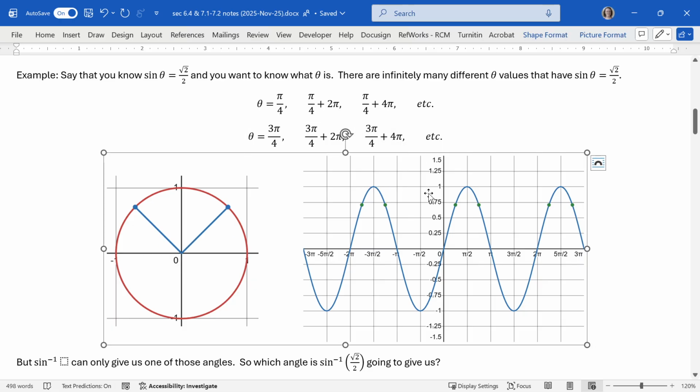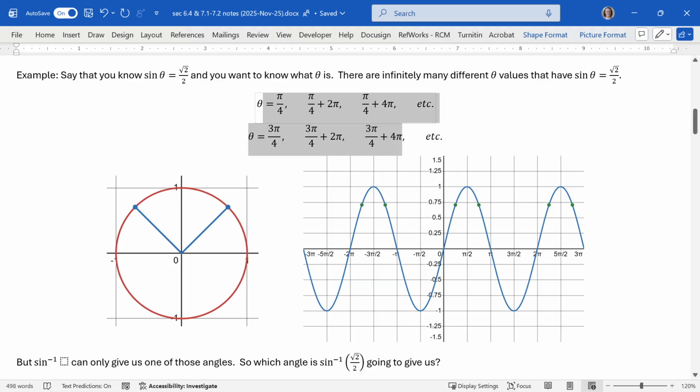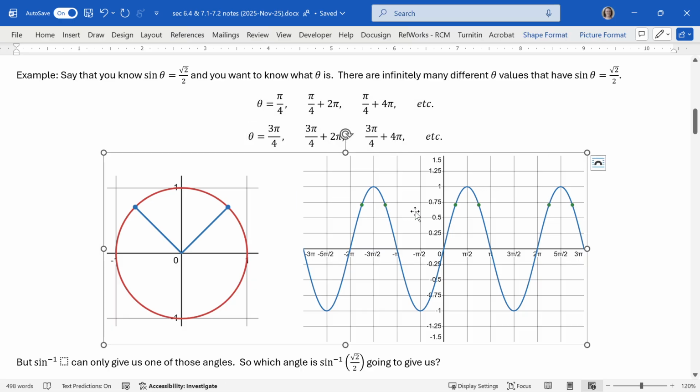Okay, and now looking at the graph of the sine function, if you think about putting a horizontal line right at the height of square root of 2 over 2, that tells you where all the points are that have the y value of square root of 2 over 2. And then you can check what the input values, the thetas, were that would give you those y values. And it's just these same ones up here that I've listed out. So this super duper fails the horizontal line test.